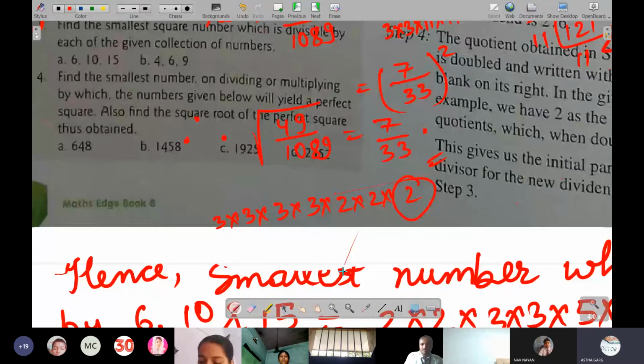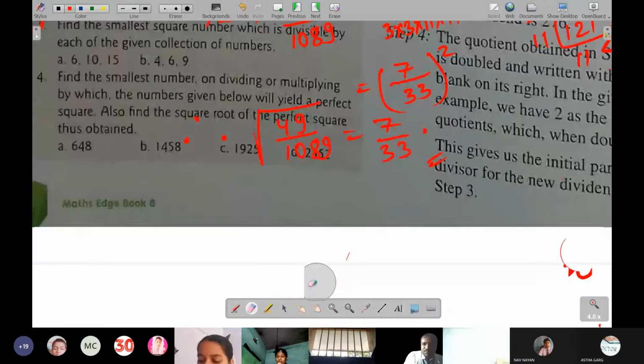Okay, let me see. 36 and 18 are also there. What has been said: find the smallest number by dividing or multiplying which the number given below will yield a perfect square, and also find the square root of the perfect square so obtained. Okay, then it is 2.